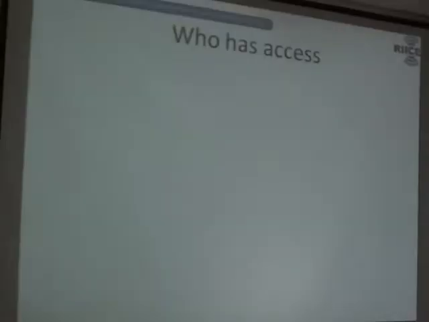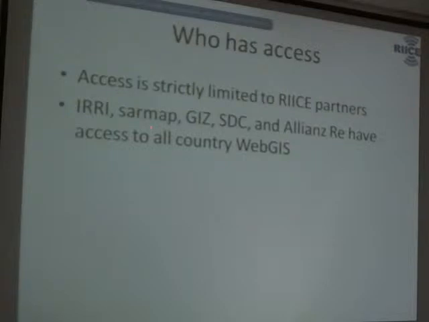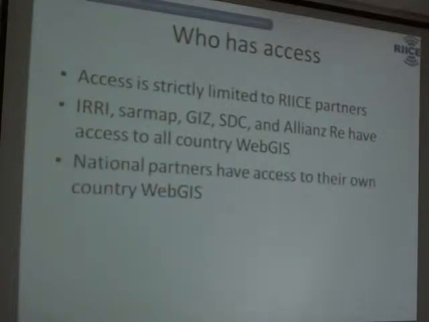Who has access? Surely you want to get hold of the URL and start playing with it. Unfortunately, access is limited to RIICE partners. IRRI, SARMAT, GIZ, SDC, and Alliance have access to all the country WebGIS. However, national partners are confined to their own country WebGIS. In fact, Vietnam has two WebGIS because North and South don't want to share information, and they don't want others to see what their RIICE area is.